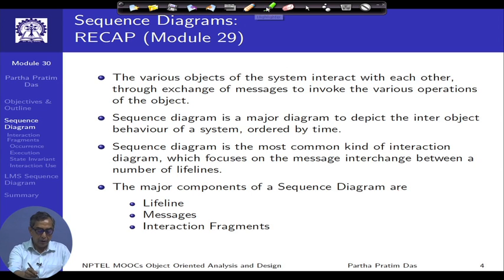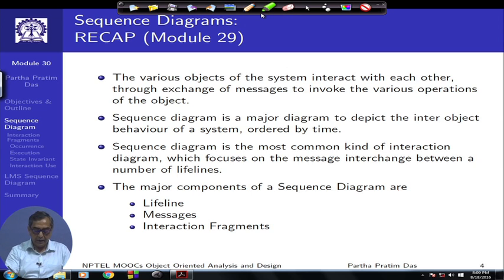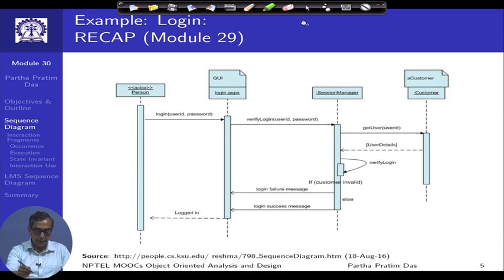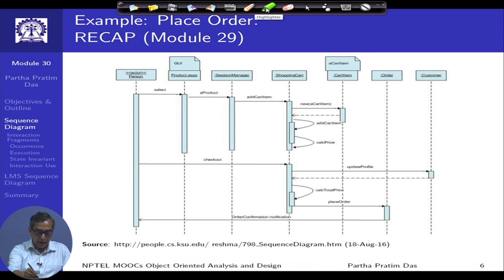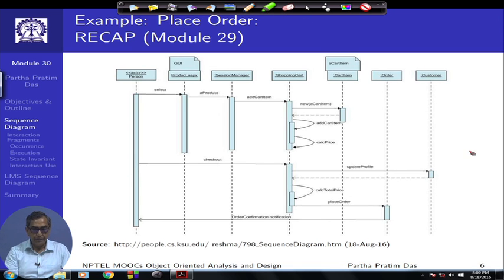So, this is what we have already seen, that the sequence diagram is a major diagram which depicts the inter-object behavior, and it is a kind of behavioral interaction diagram, and these are the main components. So, this is just to bring you back to the same point. Now, this is one of the examples that we had talked of. I am sure you have already revised this. This we had left as an exercise last time.